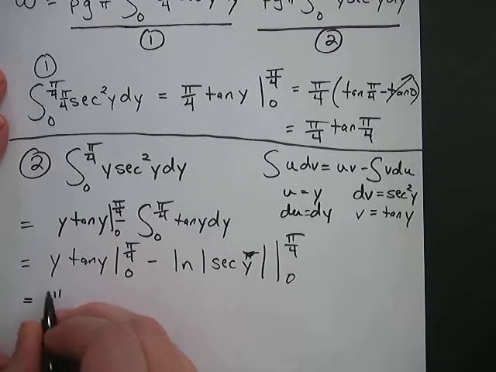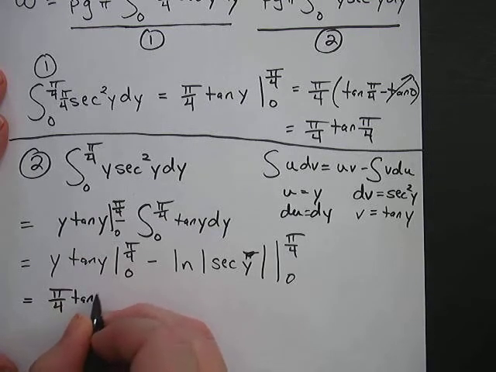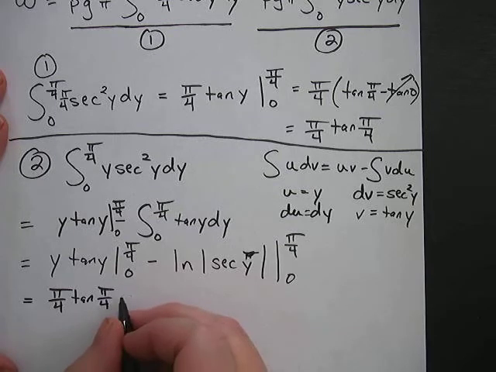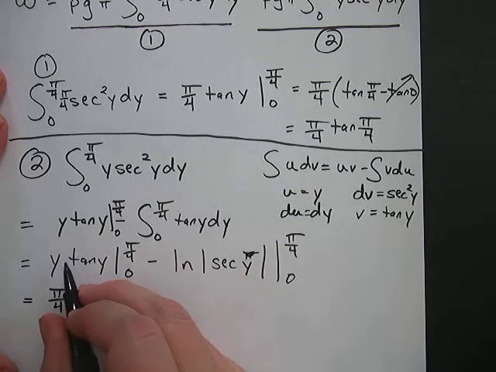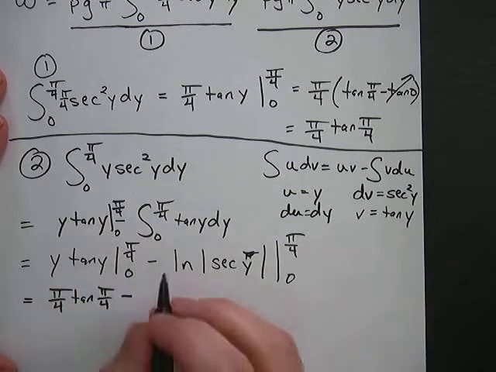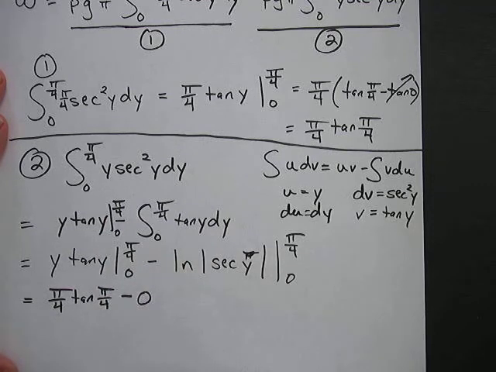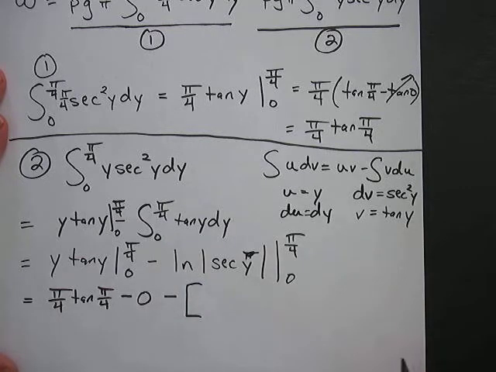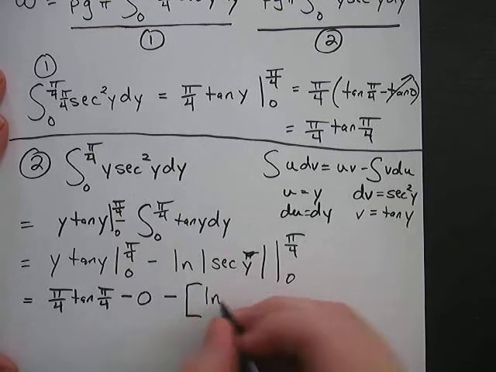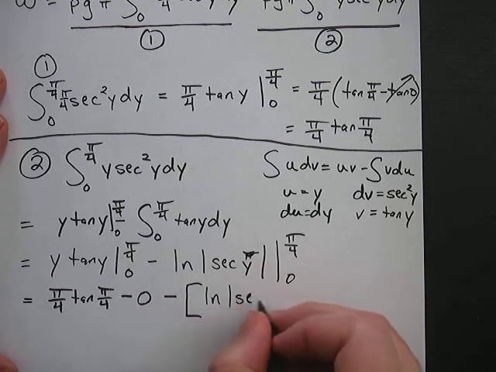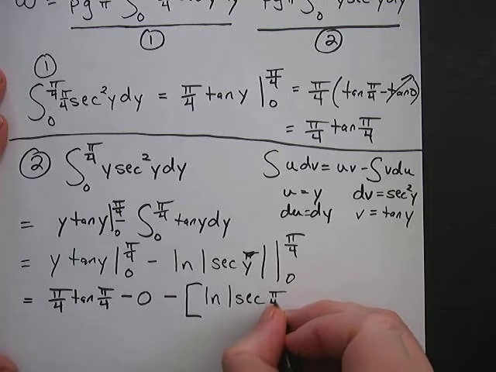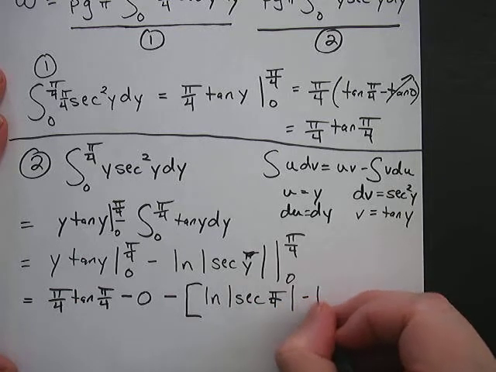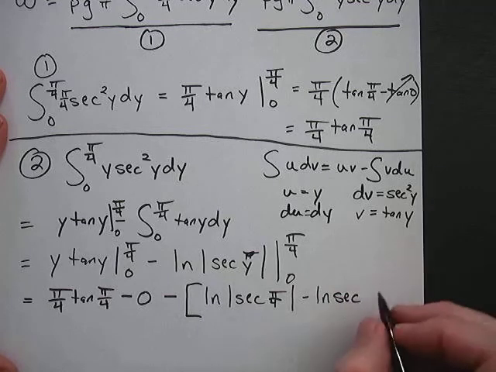Okay, so we plug in a pi over 4 here. We get pi over 4 times tangent of pi over 4. And then minus, when we plug in a 0 here, 0 times anything is 0, so it just stays 0. And then over here, minus, and let me put a parentheses here to make sure that everything inside gets this minus sign. So we get ln of absolute value of secant of pi over 4 minus ln of secant of 0.